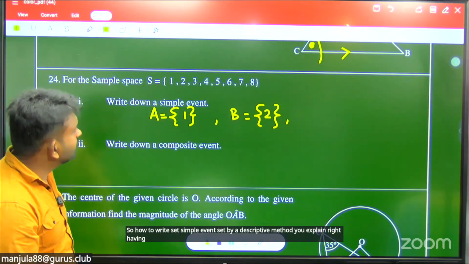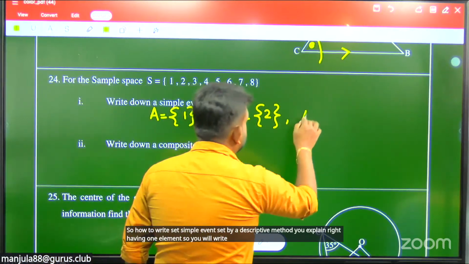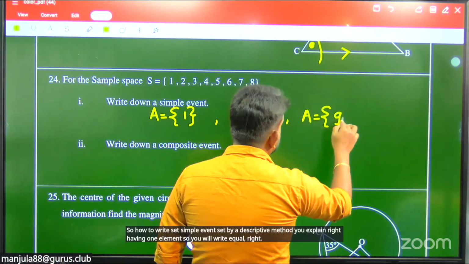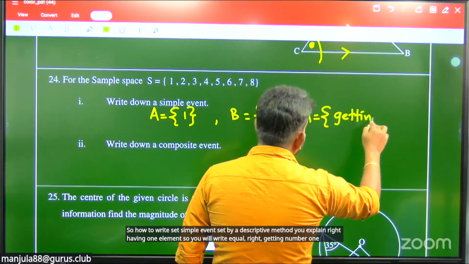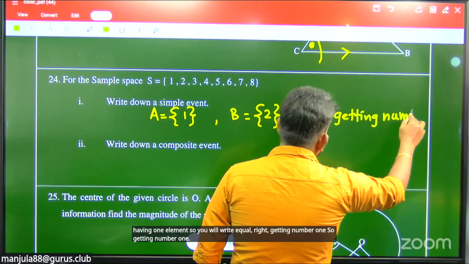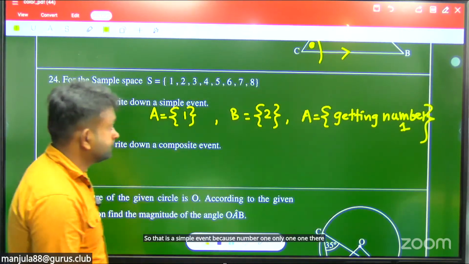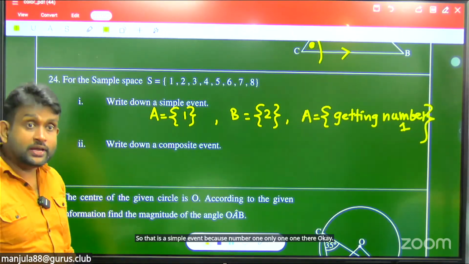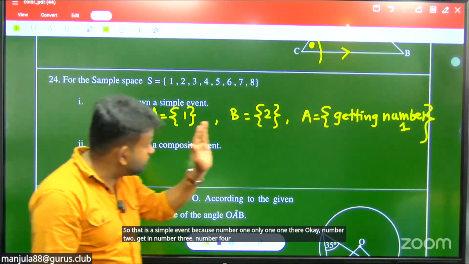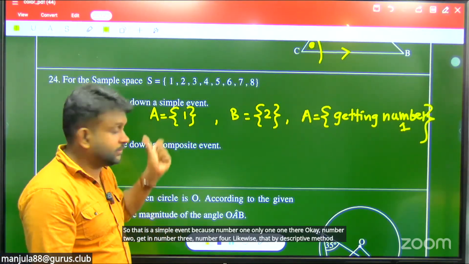So we will write A equal "getting number 1". So that is a simple event because number 1, only one is there. So getting number 2, getting number 3, number 4, likewise. That is by the descriptive method, or you can write in this method.